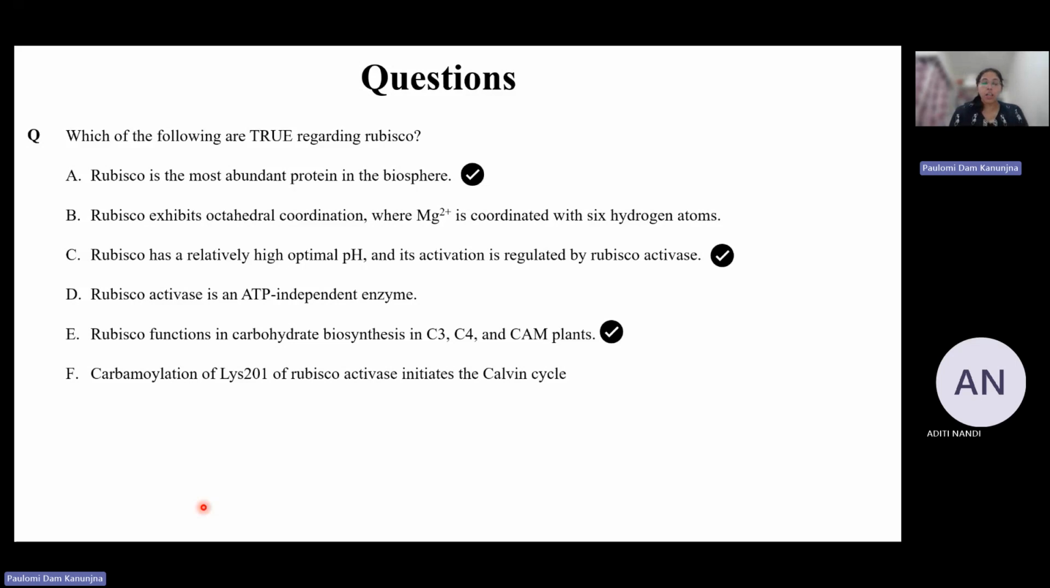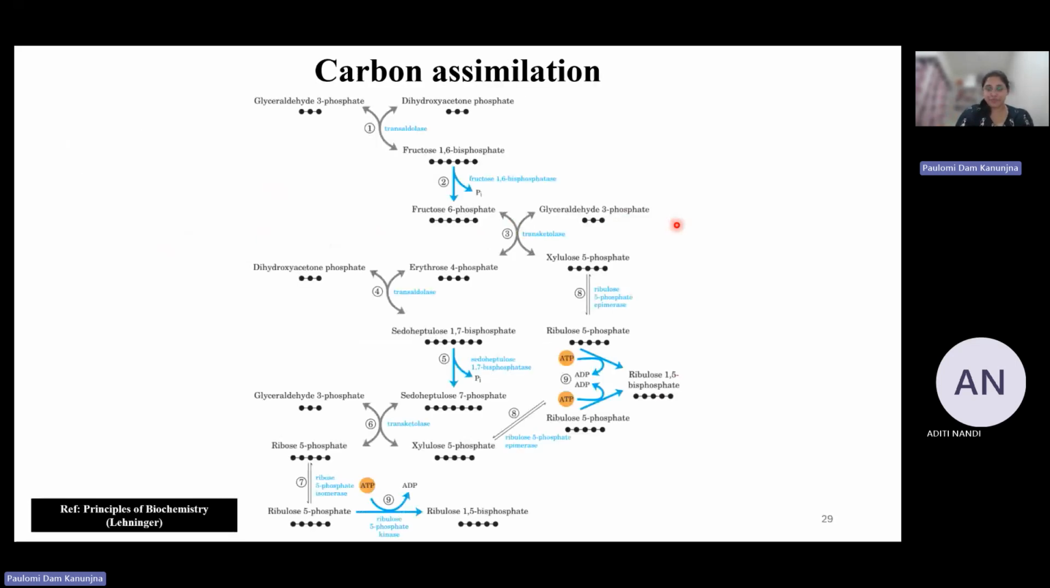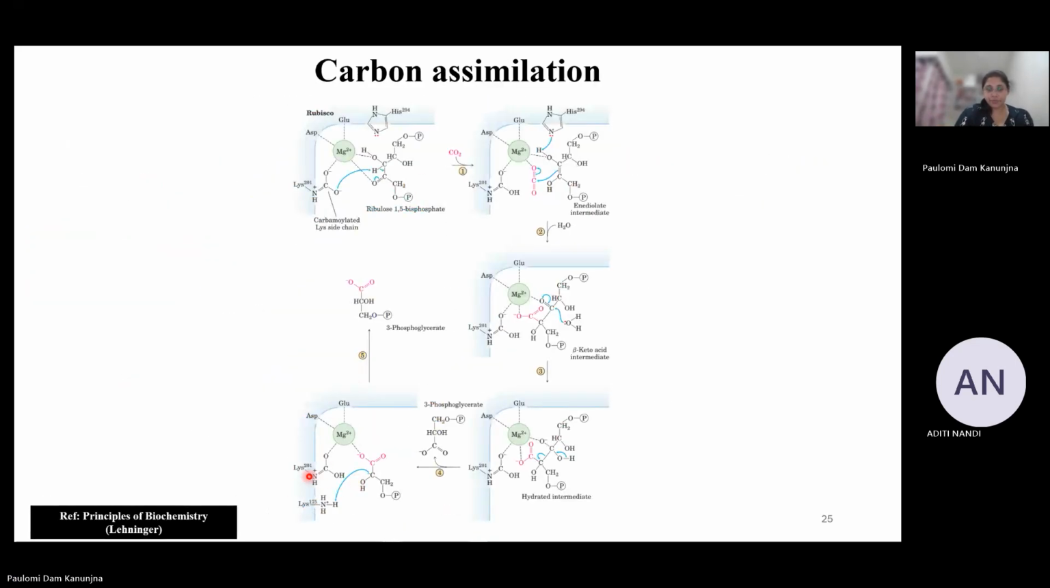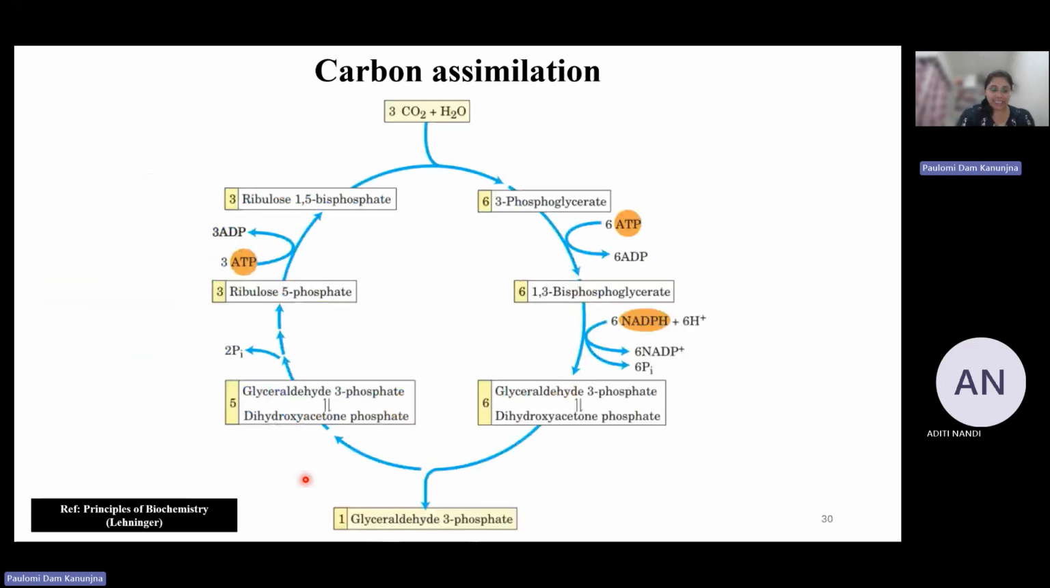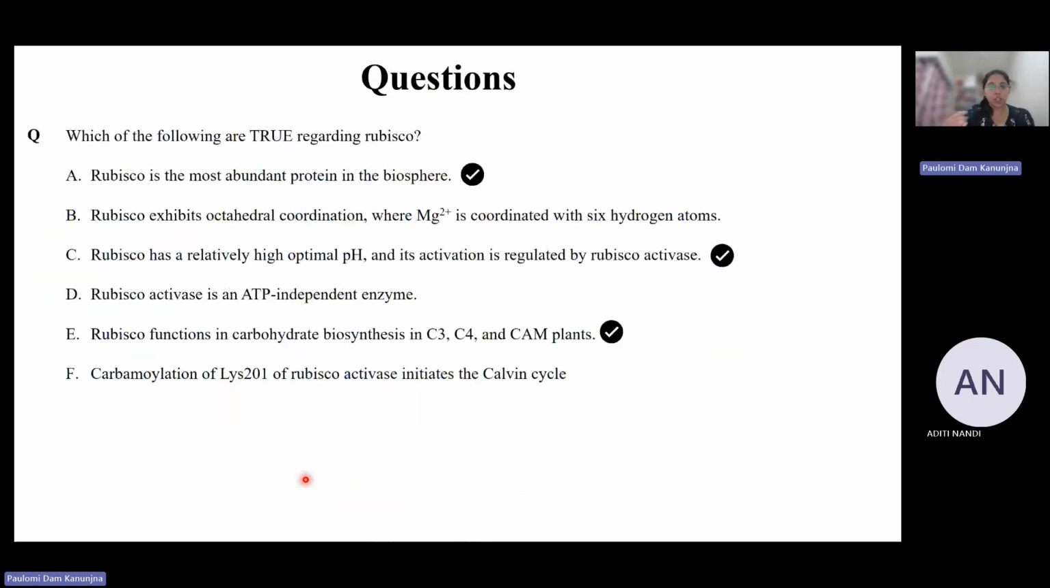We'll see why. So the first statement is Rubisco is the most abundant protein in the biosphere. We have already commented on this. Second one says Rubisco exhibits octahedral coordination where Mg2+ is coordinated with 6 hydrogen atoms. Well, that's not correct because in Rubisco, Mg2+ is coordinated with water, carbamylated lysine, the lysine that we saw here. This one. So carbamylated lysine and other residues, but it is not coordinated with 6 hydrogen atoms.